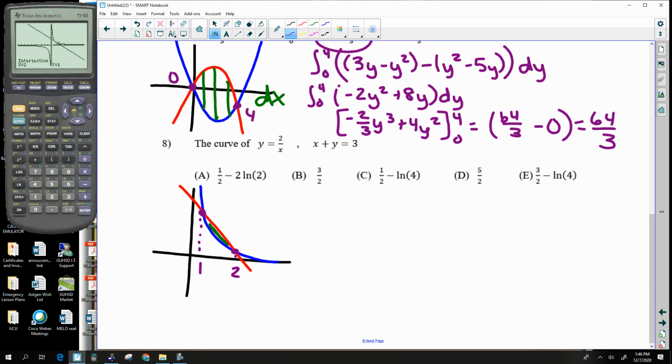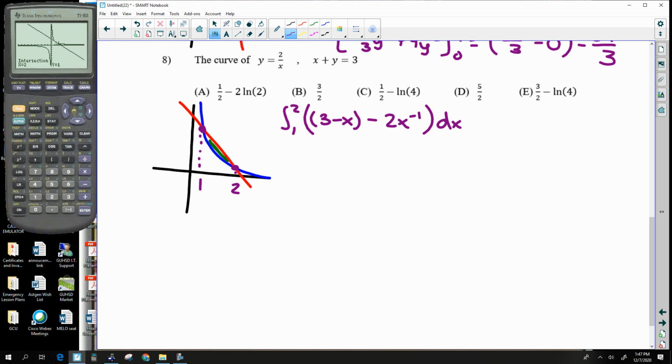Okay, and this is the line over the, it's not a parabola, but the swoopy thing. All right, so this is going to be the integral from 1 to 2 of y is equal to 3 minus x over the 2 over, which is minus 2 over x, or 2x to the negative 1. All right, so this is going to be 3x minus 1/2 x squared minus 2 ln of x.